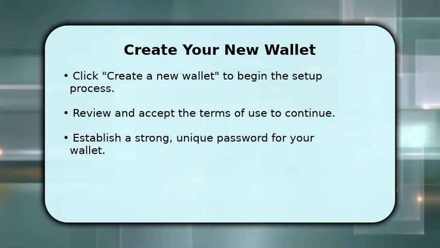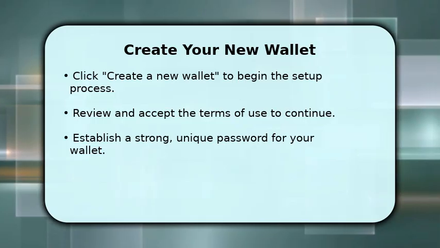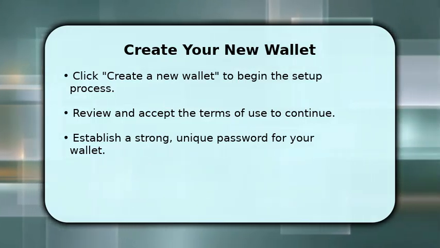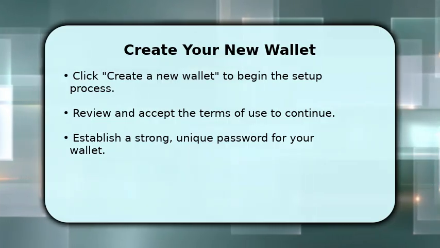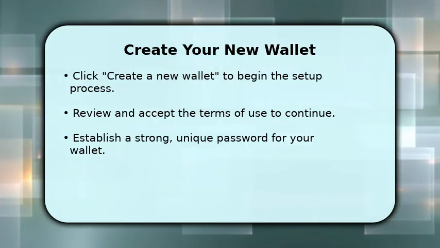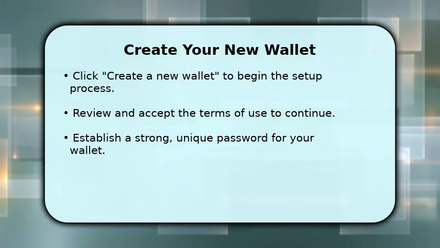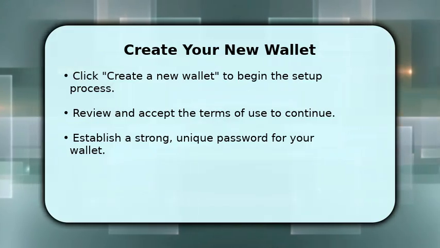Once the extension is installed, click on the MetaMask icon and select Create a new wallet. You will then be prompted to agree to the terms of use. Please read them carefully. Next, you must create a robust password. This password will be used to unlock your wallet on your device, so make it memorable yet complex, containing a mix of uppercase and lowercase letters, numbers, and symbols.